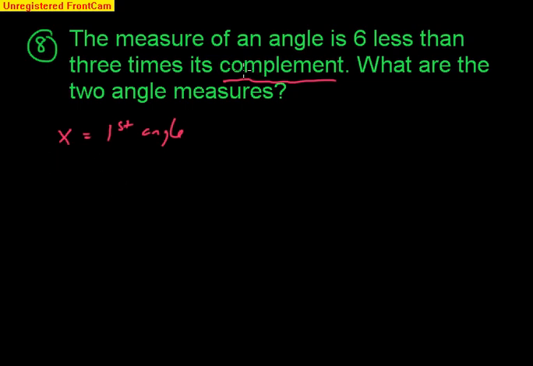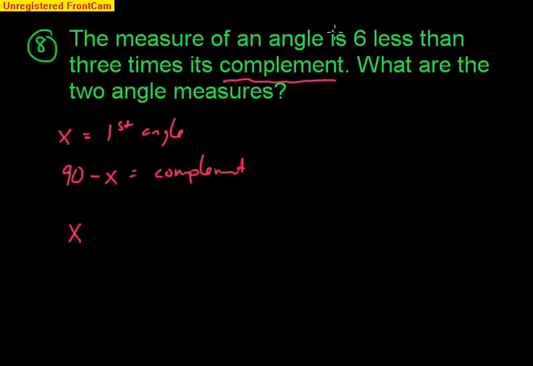Now, the second angle is the complement. Okay? So, to represent the complement, we need to know that a complement is the number that you add to x to get 90. Well, another way to do it is if you have the one angle, subtract it from 90, and you get the complement. So remember, the supplement is 180 minus x. So now we have this equation.